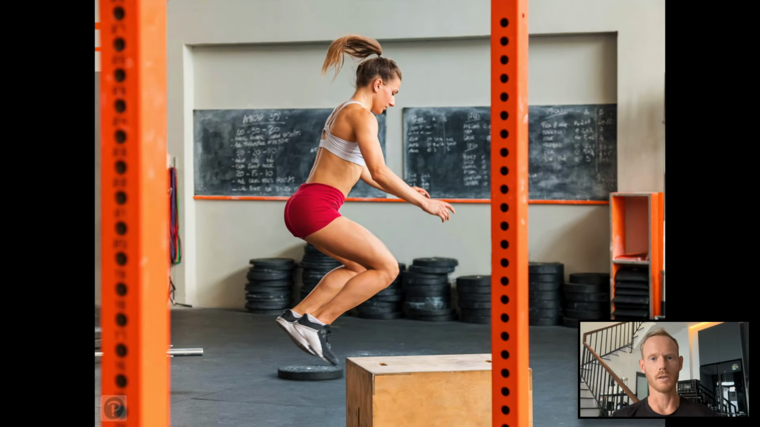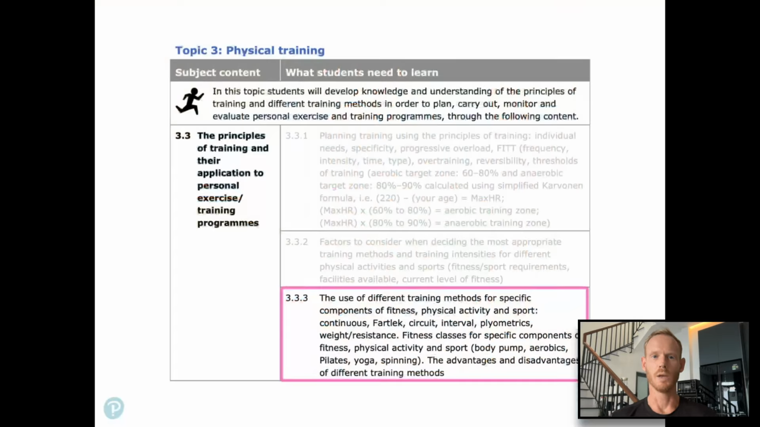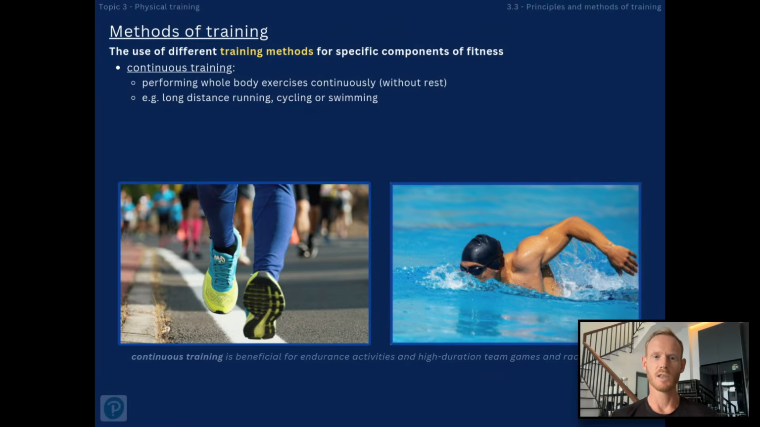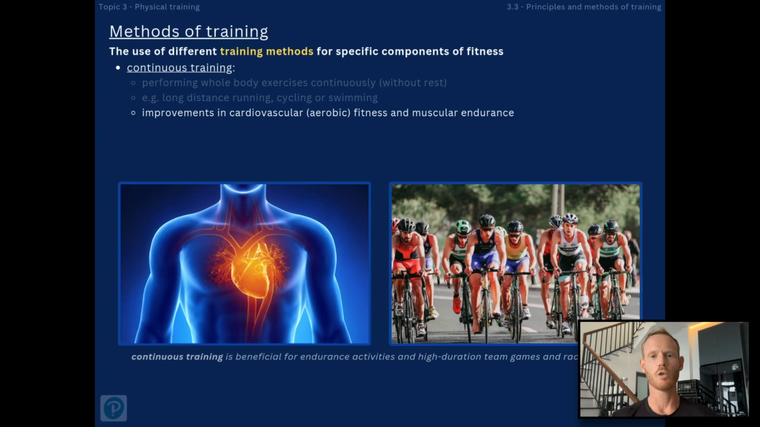Different training methods are used to improve specific components of fitness. You need to know about several methods of training and the advantages and disadvantages of each. So continuous training typically involves performing large compound movements like running, cycling, or swimming continuously, meaning without dropping intensity or resting. Continuous training can increase the size and contractile strength of the heart, leading to improvements in cardiovascular fitness.